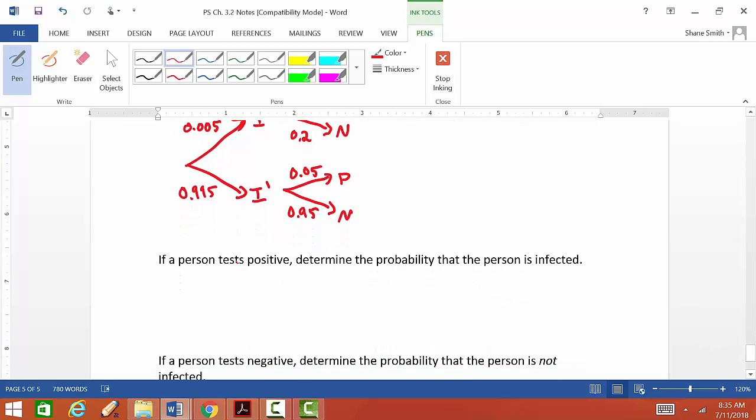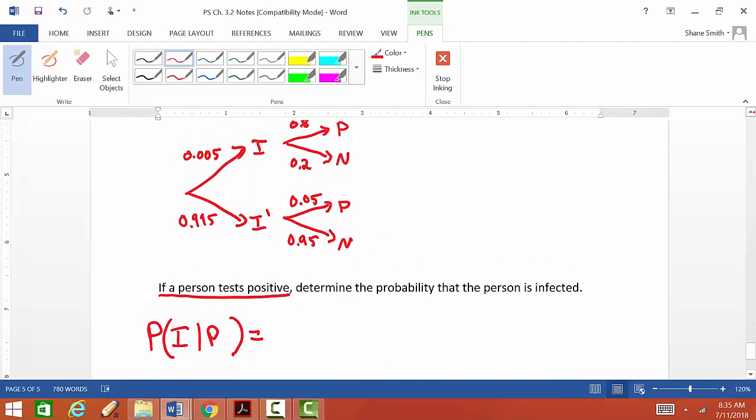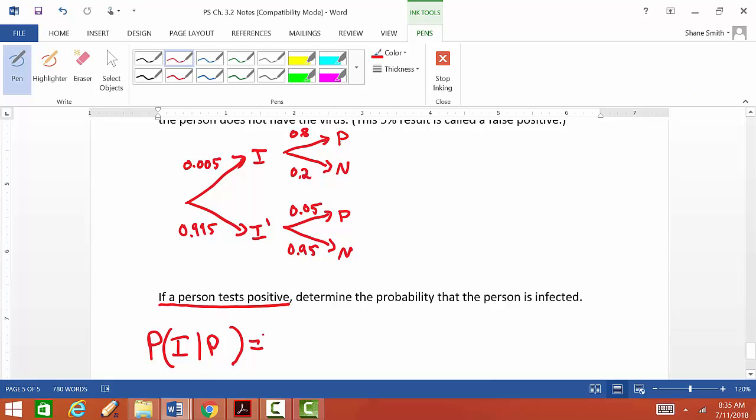So the question here is, if a person tests positive, in other words, we're given that the person tests positive, determine the probability that the person is infected. So we want to find the probability of infection given a person tests positive. And this is really what we want to know, right? We want to know that if I take this test and I get a positive result, what's the probability that I actually do have the virus?